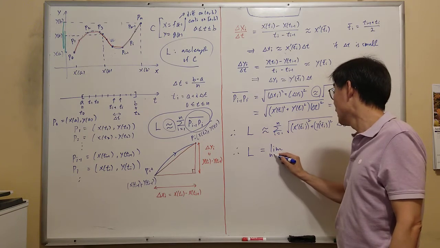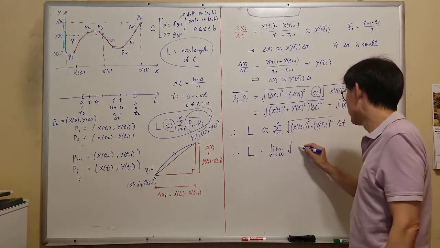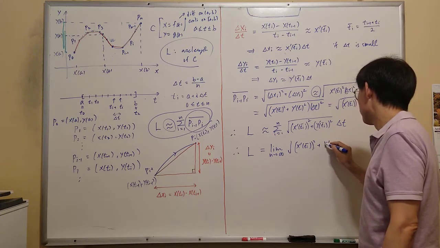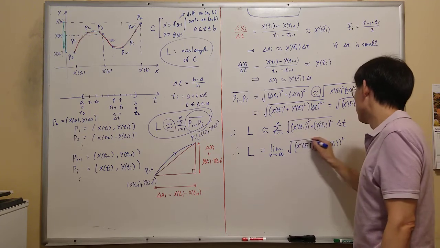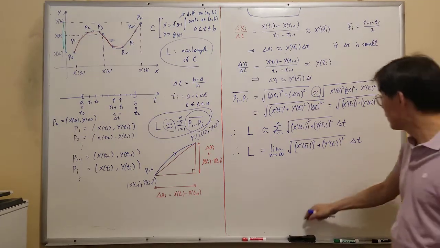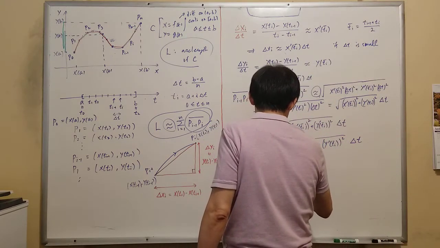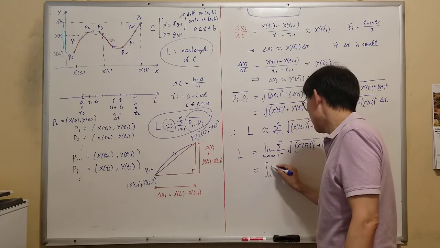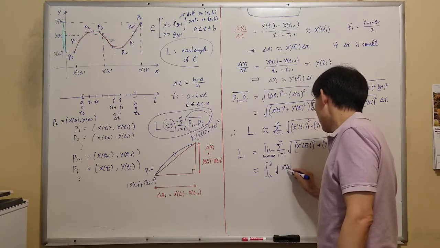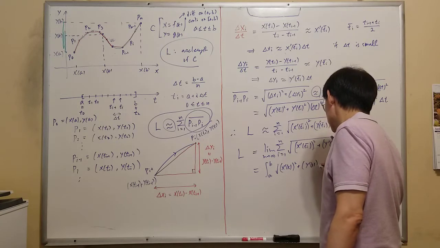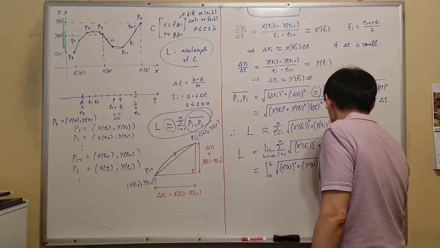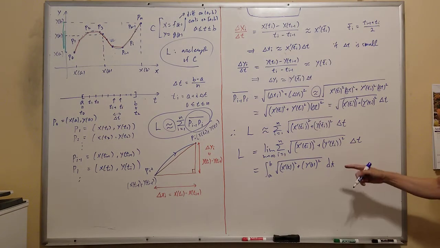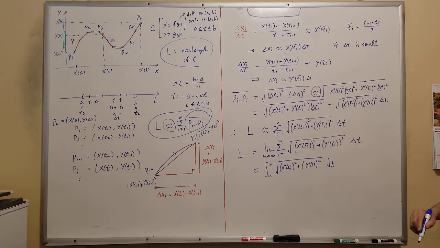So we can conclude that the arc length is the limit as n goes to infinity of this summation. The limit of a Riemann sum is what we call a definite integral of this function: the square root of x prime of t squared plus y prime of t squared dt. Okay?